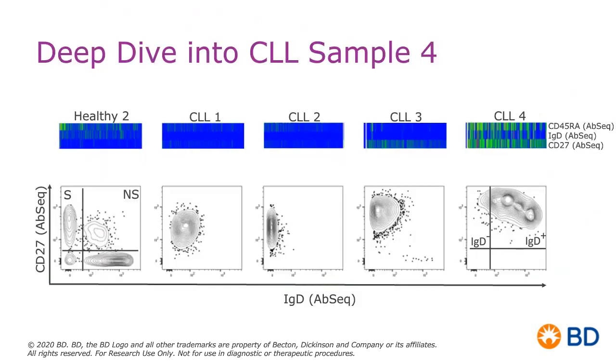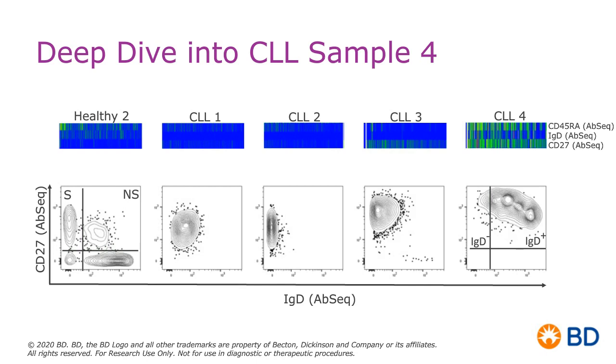And so to do that, we can analyze our data, as I mentioned, in FlowJo, using AbSeq markers as if they were just a fluorochrome conjugated antibody, right? So taking a healthy donor, I can look at CD27 expression versus IgD, and healthy donor number 2 has a very nice separation and identification of the different B-cell subsets, switch, non-switch, and memory, naive. It allows me to really confirm what I already know about the biology.